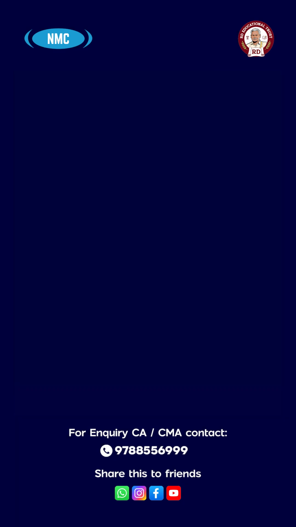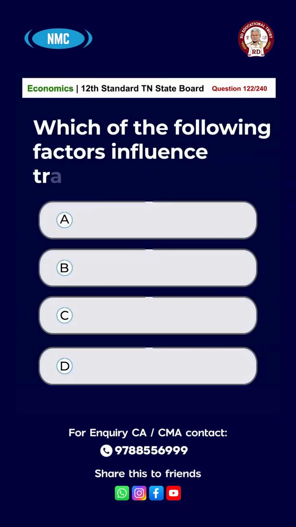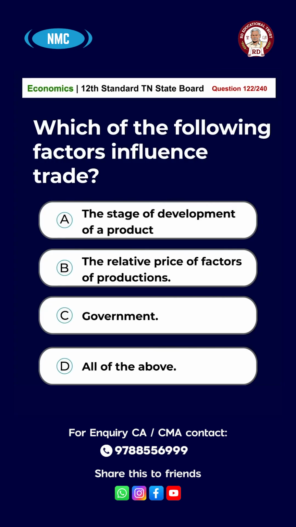Chapter 7. International Economics. Question number 121. Trade between two countries is known as dash trade. A. External, B. Internal, C. Interregional, D. Home. And the answer is option A. External.